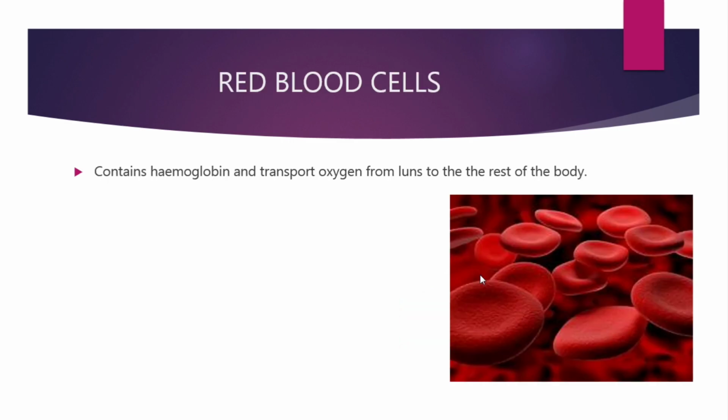So our next constituent of the blood is the red blood cells. We have discussed red blood cells in detail in the first chapter on cells, in the specialized cells, so you can go there and check. The red blood cells contain hemoglobin, which transports oxygen from the lungs to the rest of the body. There's a spelling mistake right here, please ignore.